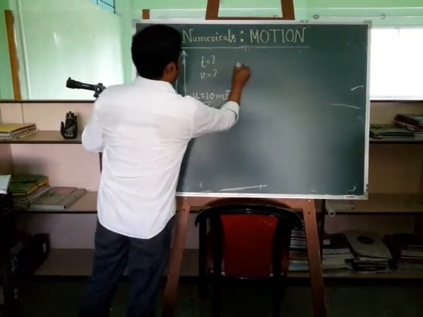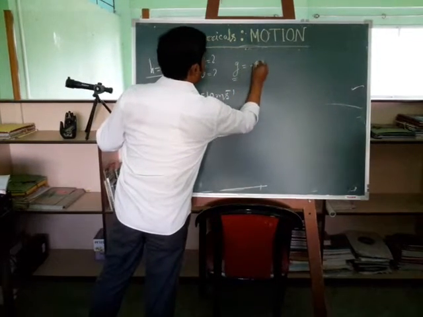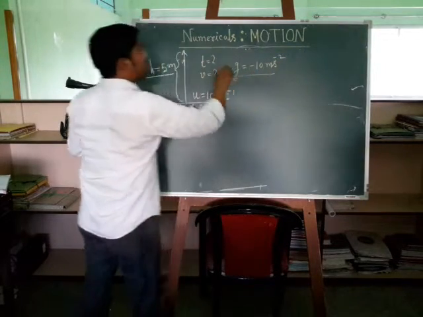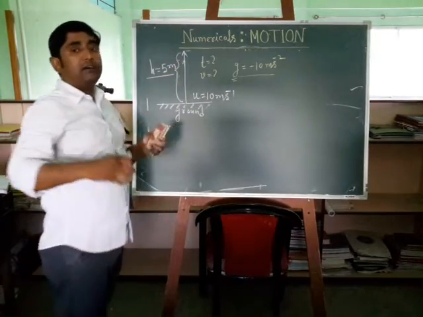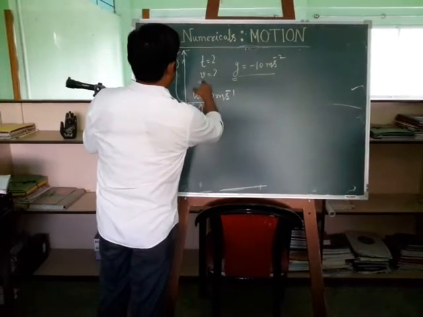Here the acceleration due to gravity is minus 10 meter per second square. It is minus because it is slowing down, and at the highest point the velocity will be 0. The question is, how long will it take?